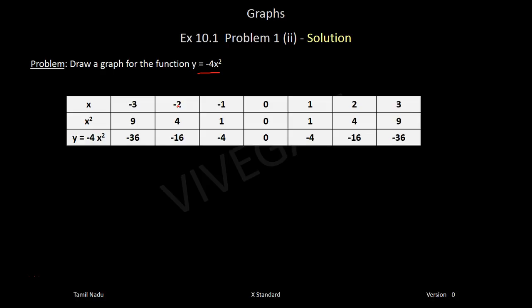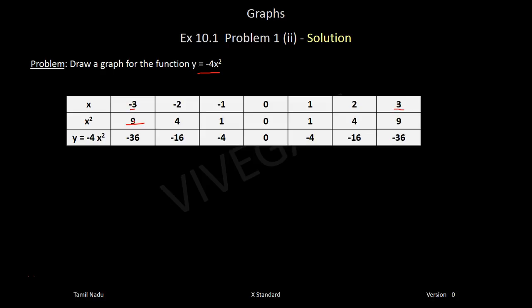Like I told in the previous case, we'll select values of x between minus 3 and 3 with an interval of 1. So the typical x values are minus 3, minus 2, minus 1, 0, 1, 2, 3. And their squares are x square, right? So minus 3 square is 9, minus 2 square is 4, and so on, right? And thereafter the third row is actually the value of y as per the function, which is minus 4x square. So this is x square, which means we'll have to multiply these values with minus 4.